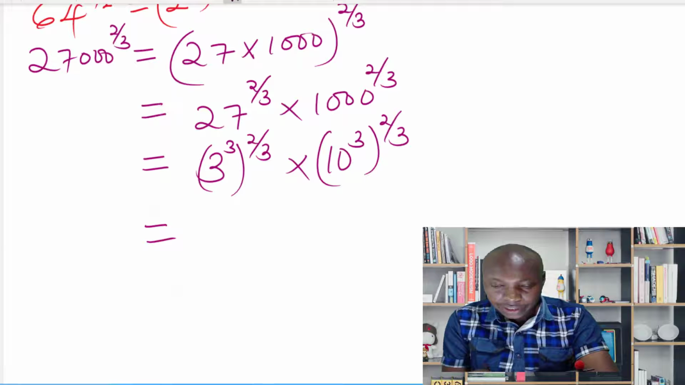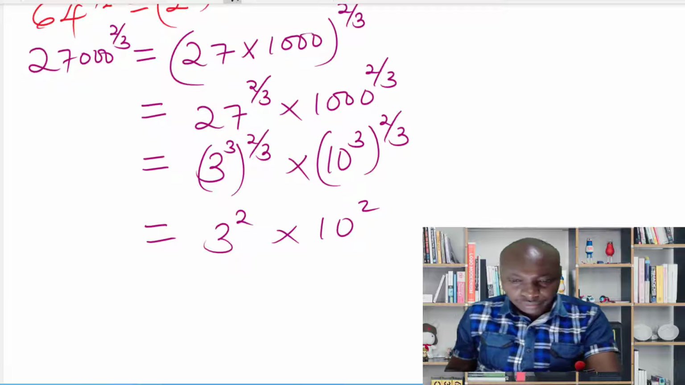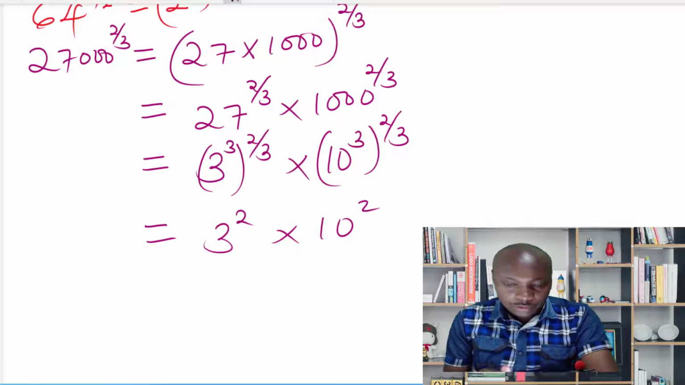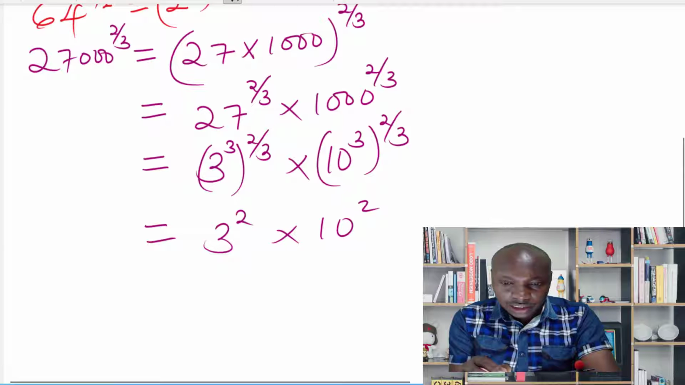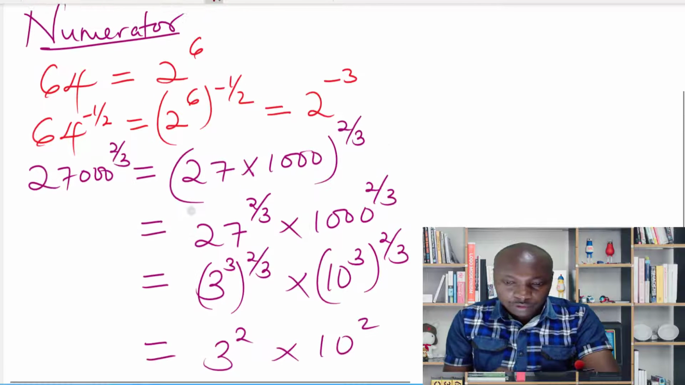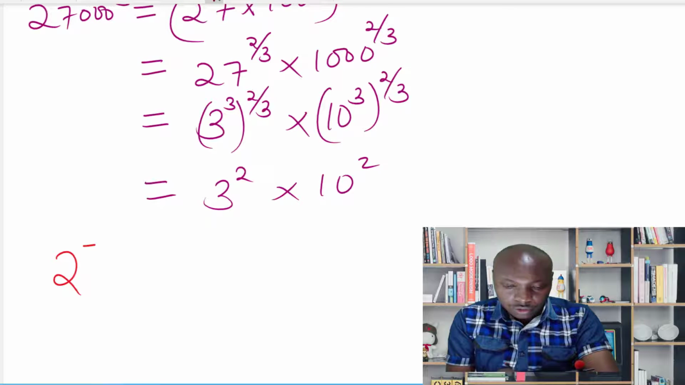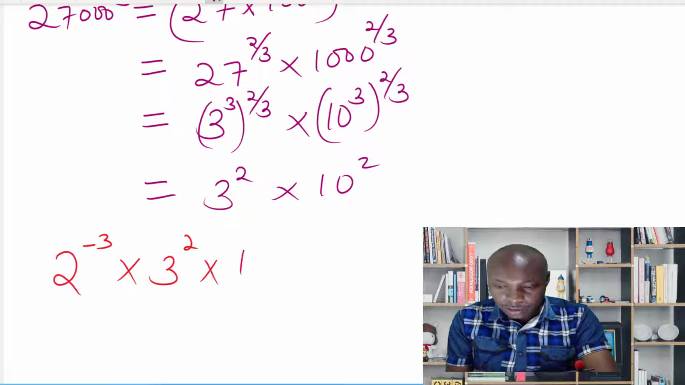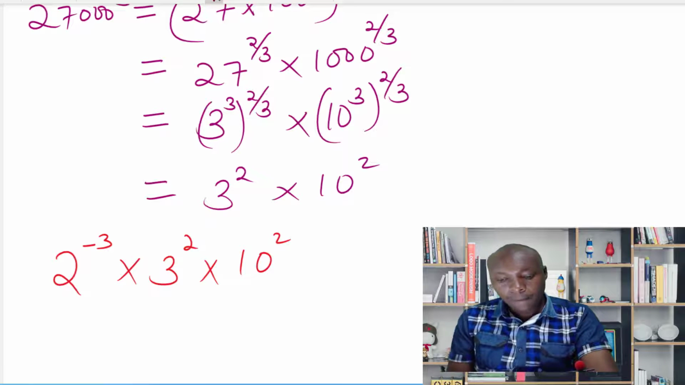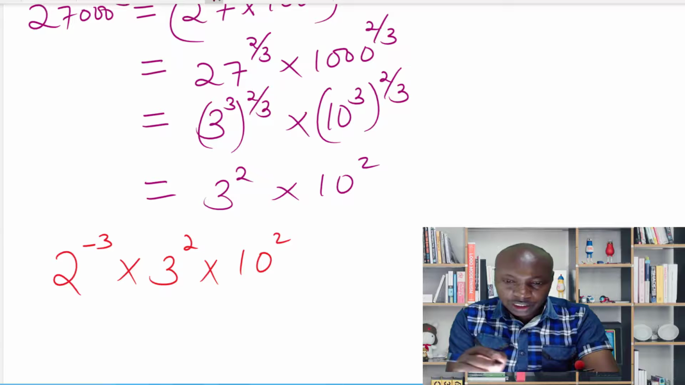Opening the brackets, this would be 3 squared multiplied by 10 squared, so that is 27,000. Therefore for the numerator, for 64 raised to power negative half, we have 2 raised to power negative 3, multiplied by 3 squared multiplied by 10 raised to power 2. So that is the numerator.